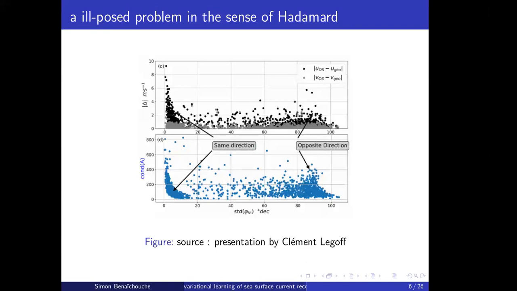Here is an example. In fact, it's from a presentation done by Clément, and he focused on the conditioning of the linear system, and he shows that you have many errors when the system is not well conditioned. That means you have very high eigenvalues and very low eigenvalues in the system. It's the case, for example, when you have a storm, because all the boats are going in the same direction, and it's hard to solve this system.